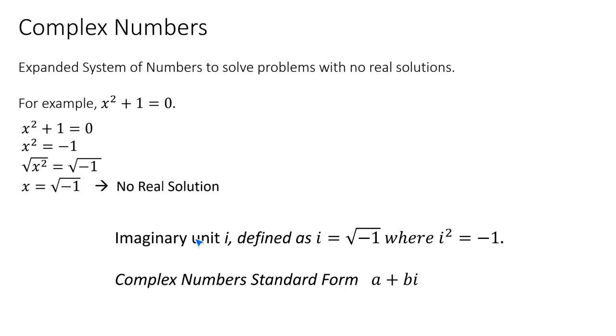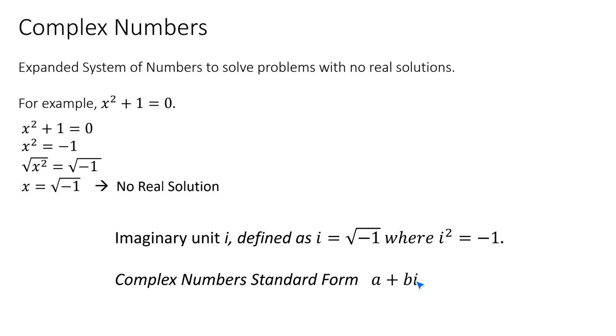Now, the imaginary number i, we can define it as i equals the square root of -1. If you square both sides, you end up with i squared equals -1. So remember this part, i squared equals -1, because we're going to use that to help us simplify some radicals. And then the complex number standard form is a plus bi.